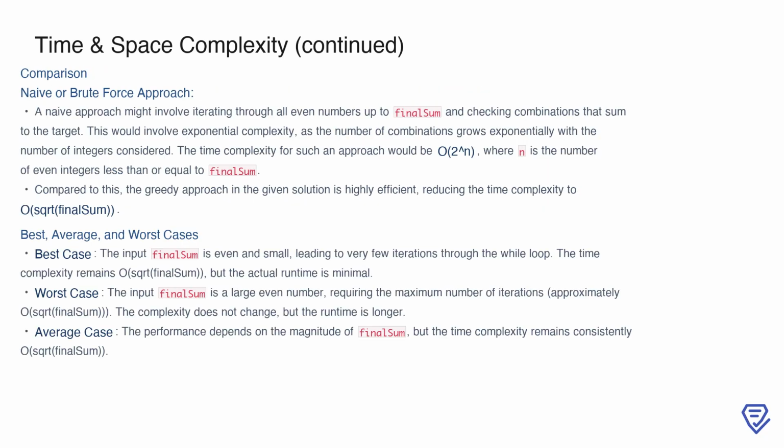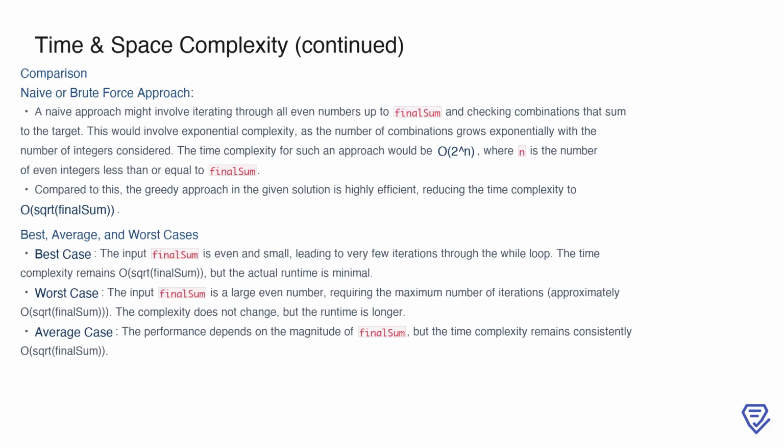When comparing this greedy approach to a potential naive or brute force method, the efficiency becomes even more evident. A brute force solution might involve iterating through all possible combinations of even numbers up to final sum to find subsets that sum to the target. This process would involve an exponential number of operations, leading to a time complexity of O(2^n), where n is the number of even integers less than or equal to final sum. In contrast, our greedy solution drastically reduces this to O(sqrt(final sum)), by directly constructing the result list.